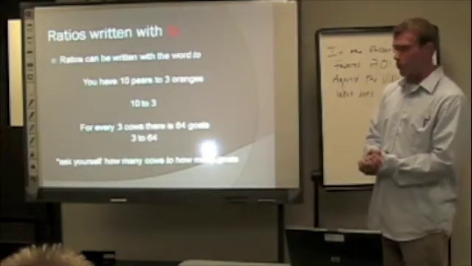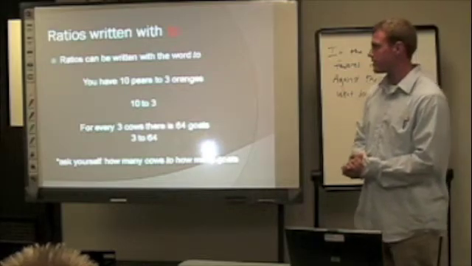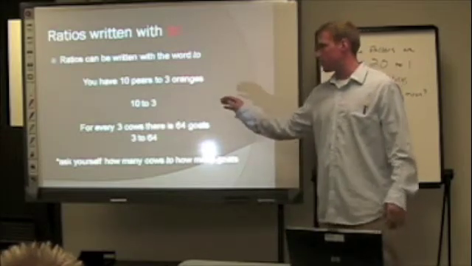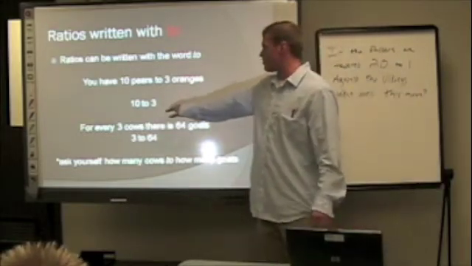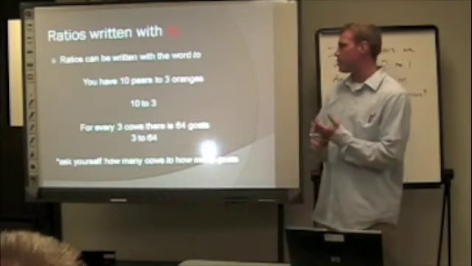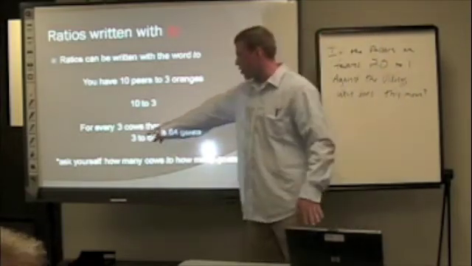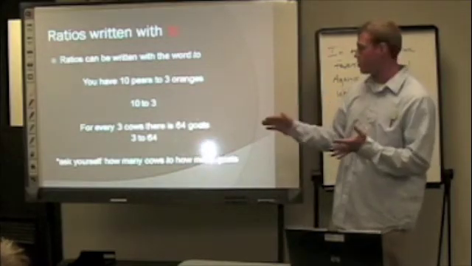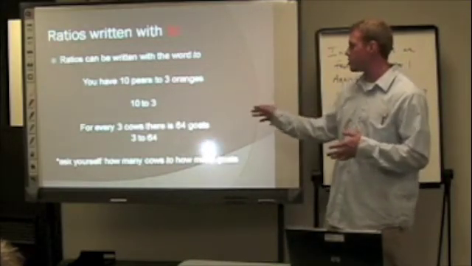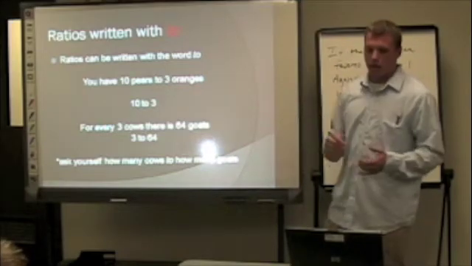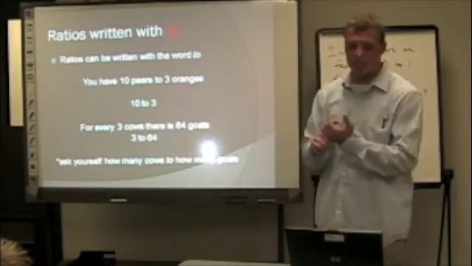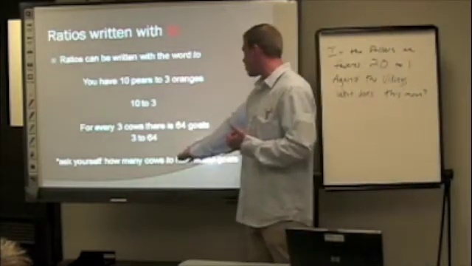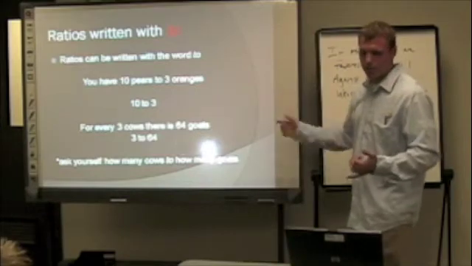Ratios written with "to" is the second way ratios can be expressed. You have 10 pears to 3 oranges. Notice 10 to 3. The second number is lower than the first, which we haven't seen yet, and that is correct to do in ratio form. So for every 3 cows, there are 64 goats. What you need to pay attention to when you think about ratios is asking yourself what the question poses. So, how many cows to how many goats? 3 to 64.